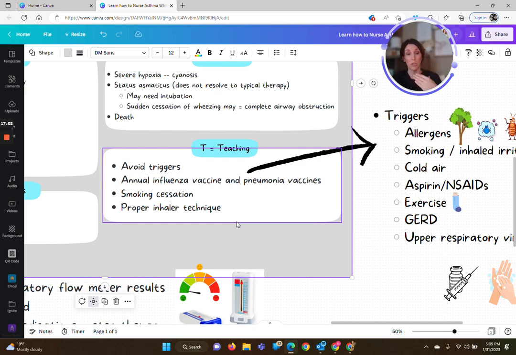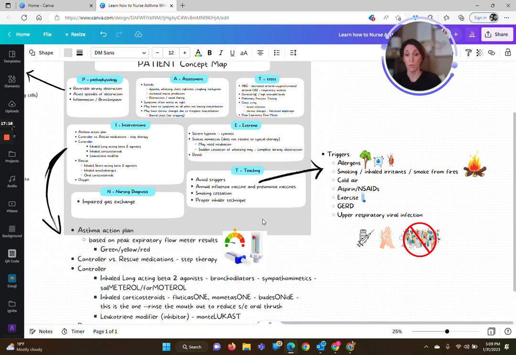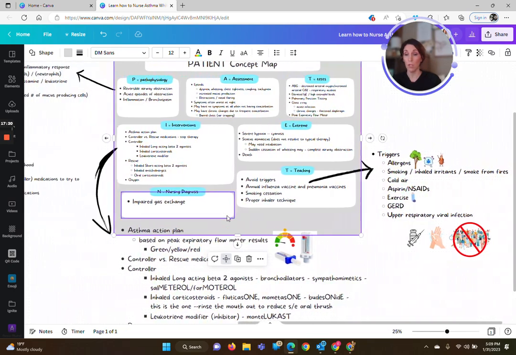And if the spacer starts whistling, that means we're inhaling too rapidly. Okay, so we need to slow that down, a slow, steady breath in, and then we're going to hold our breath for a few seconds, and then we're going to exhale. So that's one puff, okay? That's how we use our inhaler. So that's just a little bit about asthma there with our patient concept map.